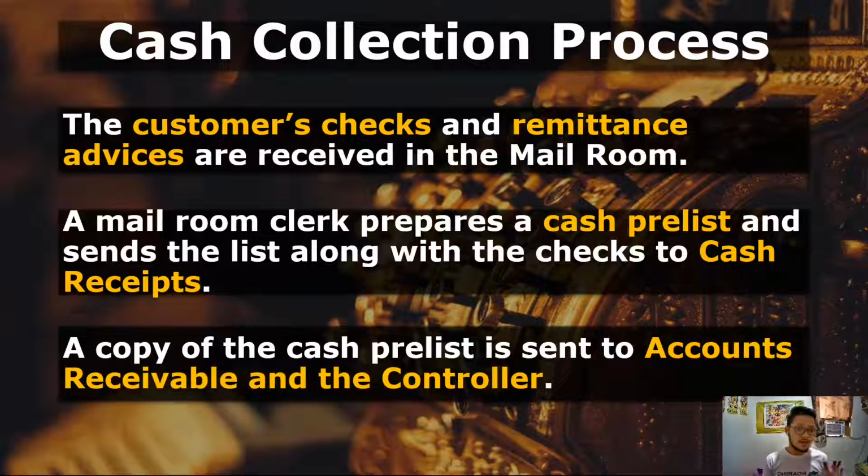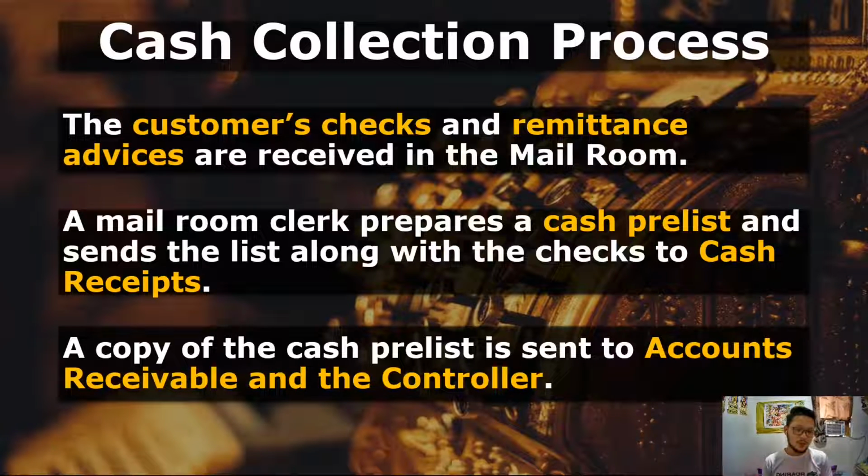So there is again another independent verification that is going to happen here. Also, the accounts receivable will receive their copy. What's the purpose of this? This is to inform the accounts receivable that such customers have already paid their dues so that their subsidiary ledger accounts receivable will be reduced.